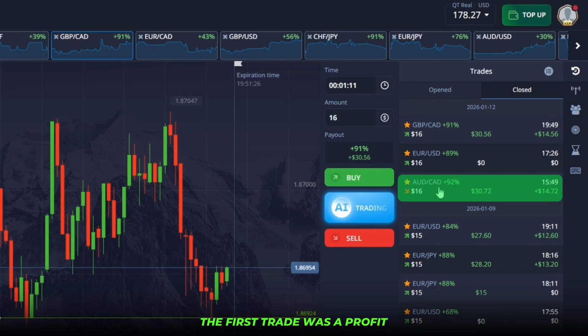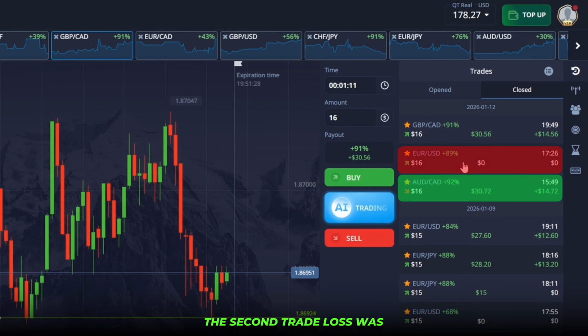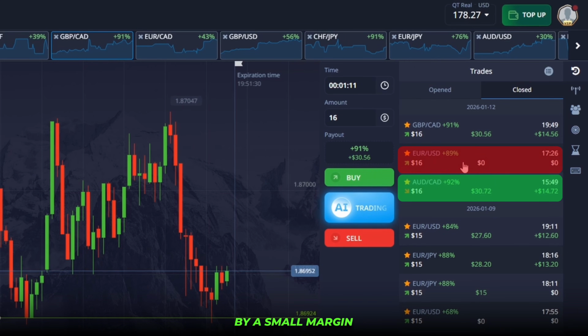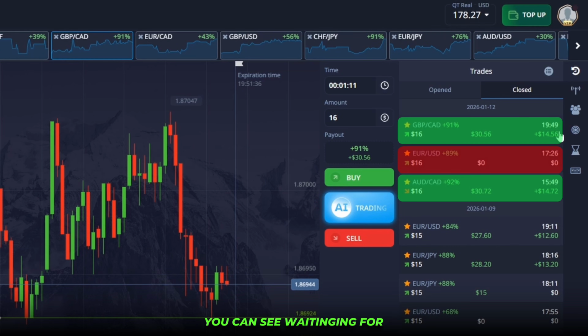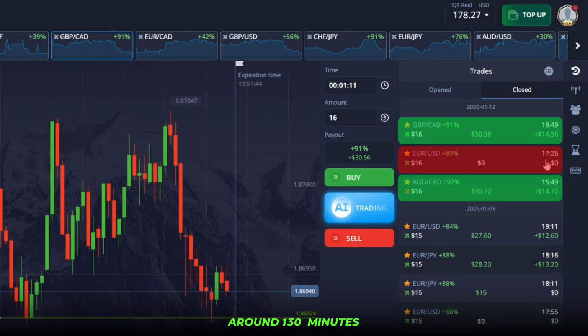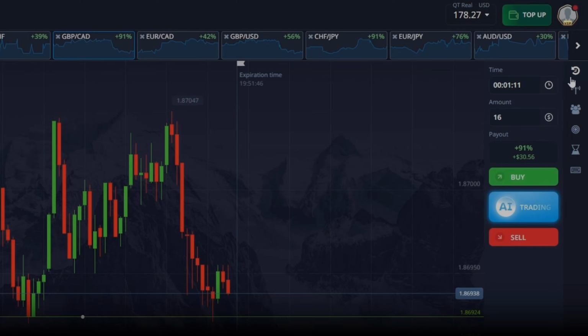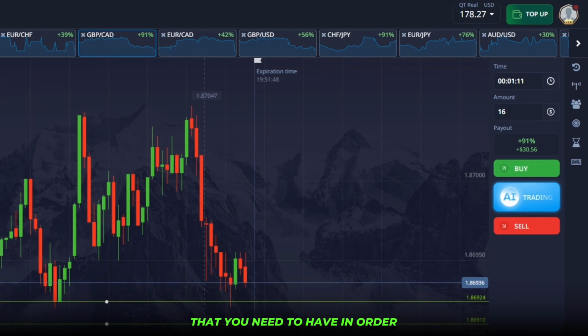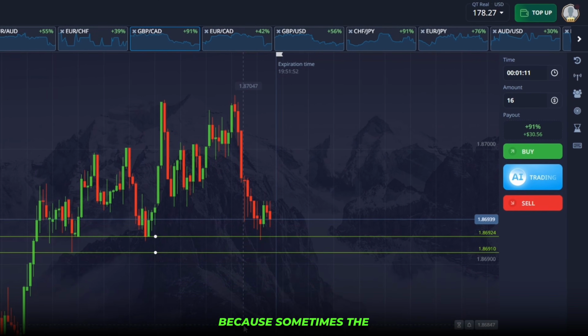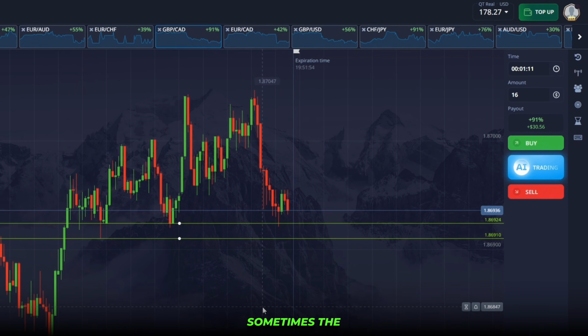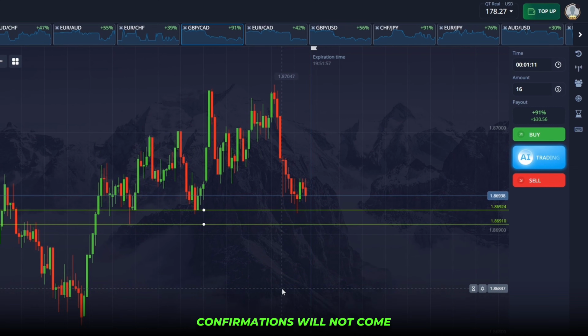Initially, the first trade was a profit. The second trade was lost by a small margin, but it was a loss. So I had to take one more trade, and I took that trade after waiting around 130 minutes approximately, according to me. So this is the level of patience that you need to have in order to trade in such a market, because sometimes the price will not respect your zone, sometimes the confirmations will not come.